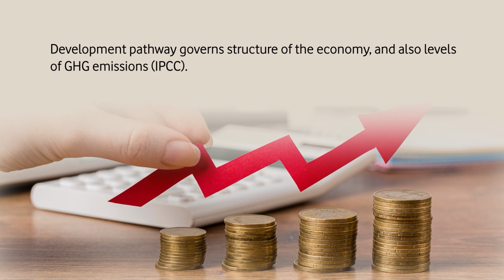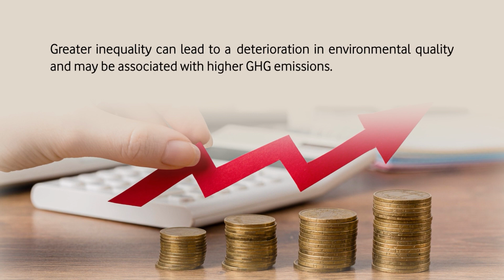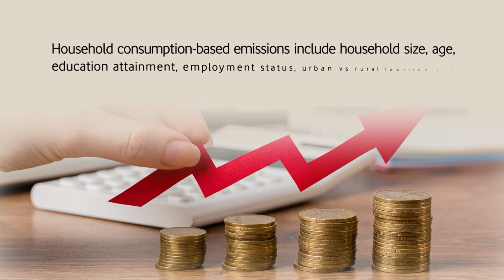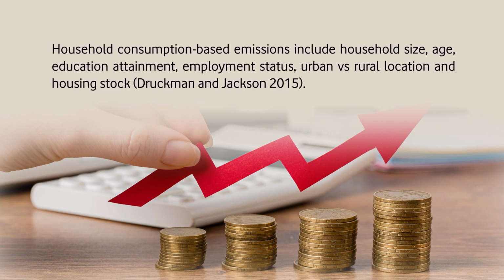Simultaneously, it impacts the level of GHG emissions. The greater inequality in the society can lead to deterioration in environmental quality and can be associated with higher GHG emissions. The various factors which determine the household consumption based emissions pattern include the household size, age, education, employment status, urban versus rural location and housing stock.